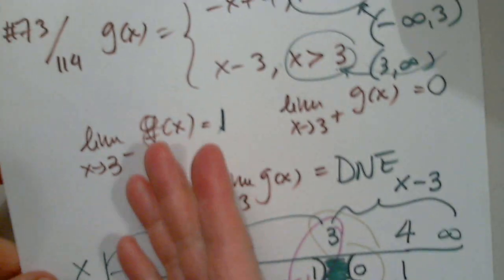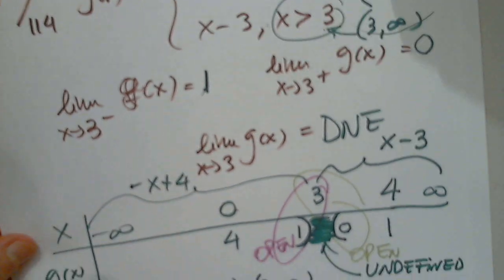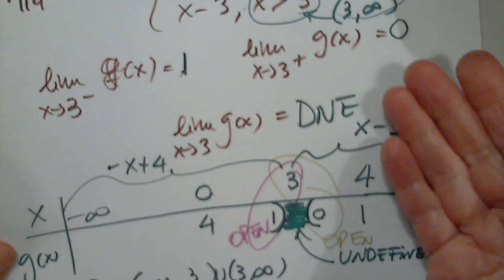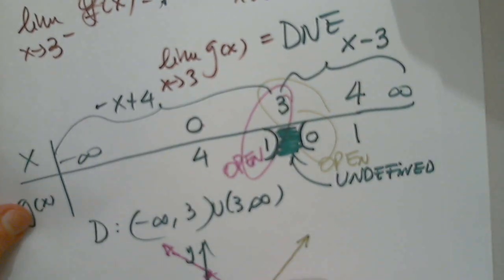And we identify the answers. The limit from the left, of course, is 1. Of course, the limit from the right is 0.